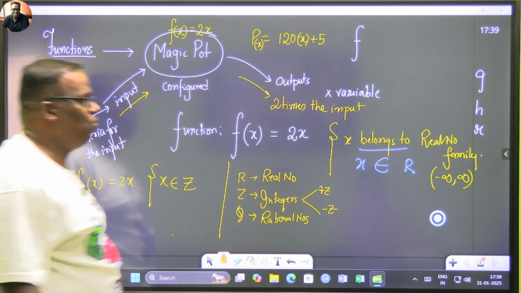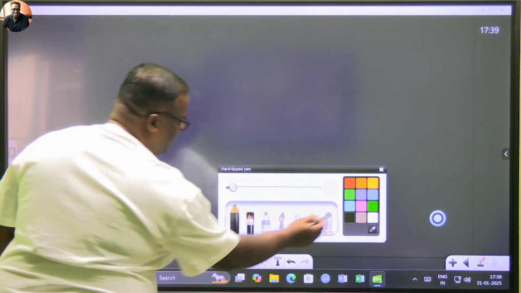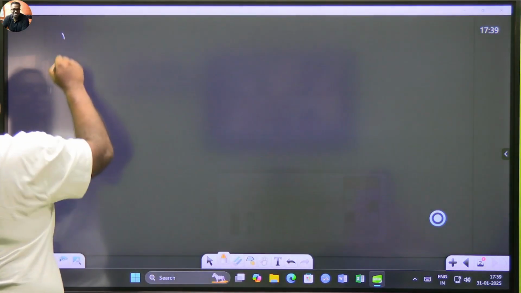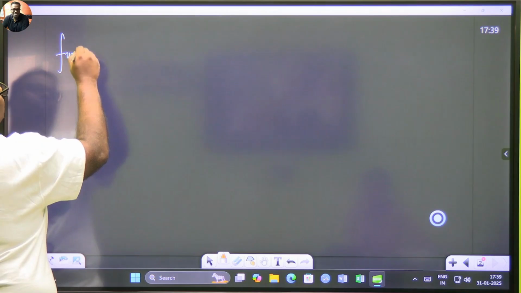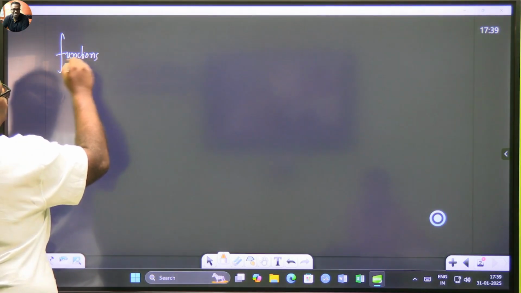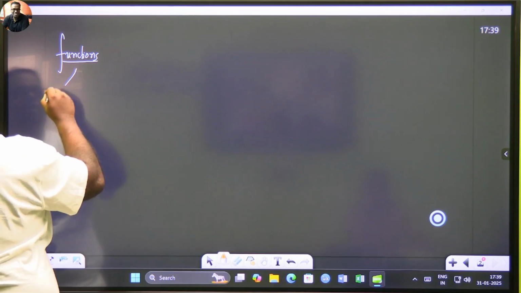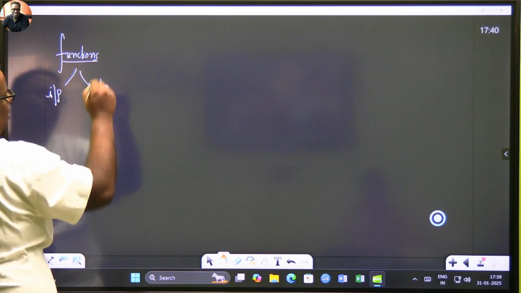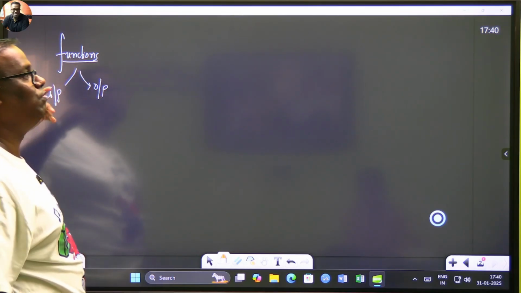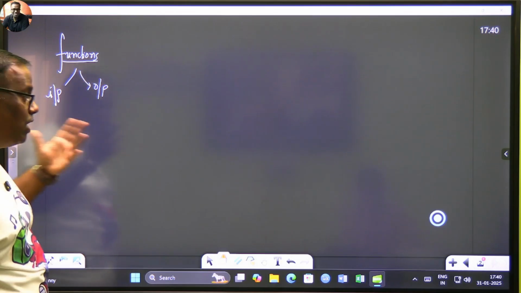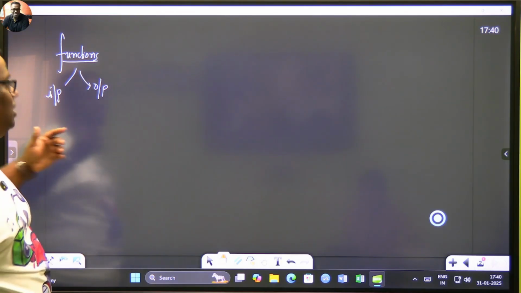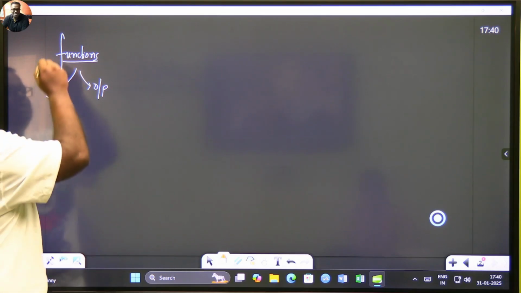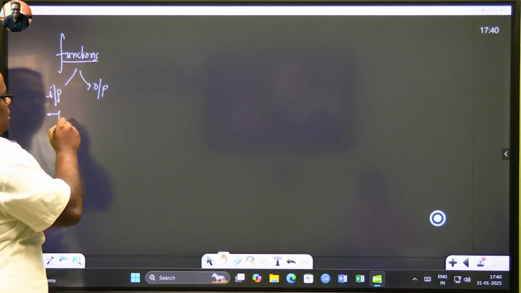Okay. So let's go one step further. As we go further on functions, we need to understand a few things. So far, what do we know? A function should have an input, and a function will also give you an output. Later on, we'll see how you understand whether a function is defined or not. Is it a function or not? How do we know whether it's a function or not?